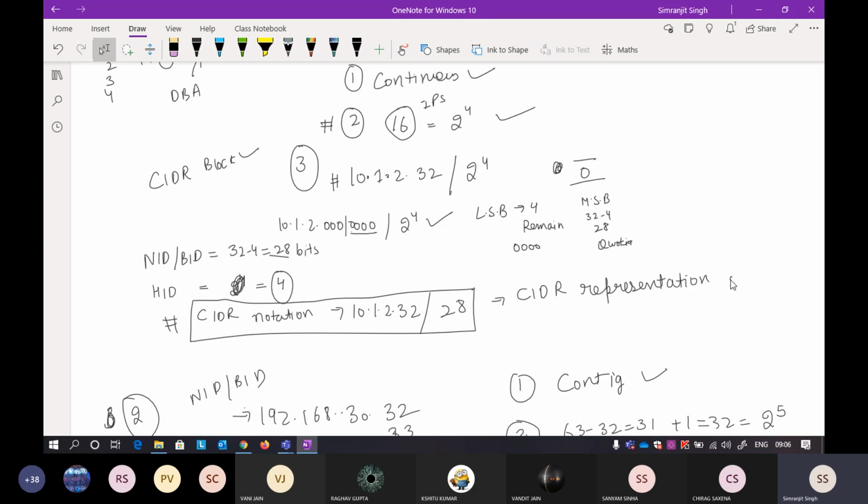Now, why is it a CIDR representation of a block here? Because from this representation, you are able to extract the whole block. If I only give you this particular notation, you will be able to extract the whole block. So what is the meaning of it?